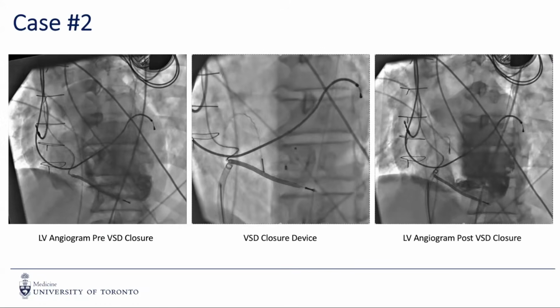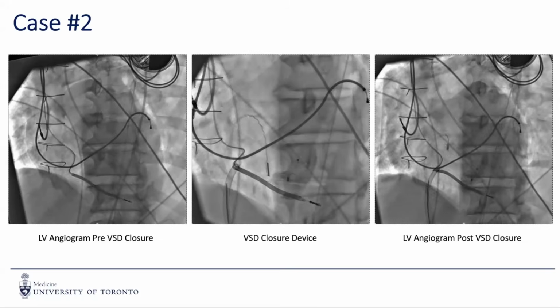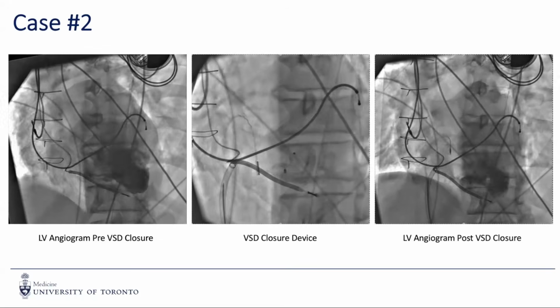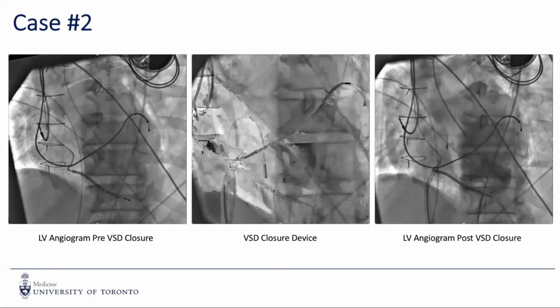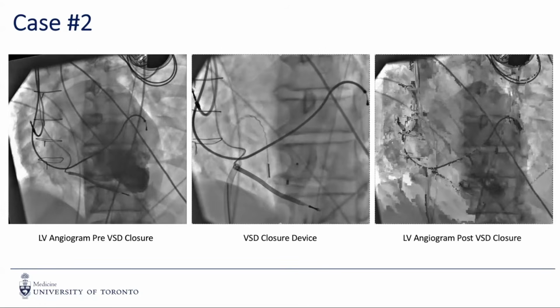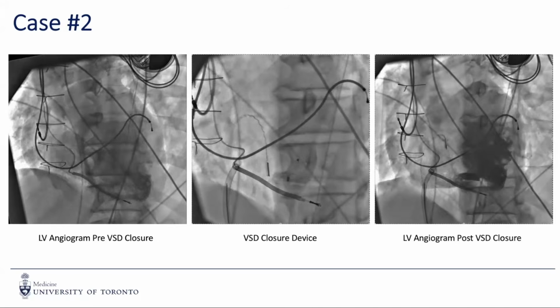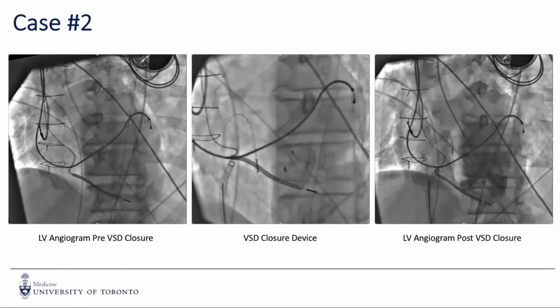And you can appreciate on the left side, this is the LV angiogram showing the degree of shunting pre-VSD closure. And you can see on the right, the VSD closure device in place, causing a significant reduction in the degree of shunting.